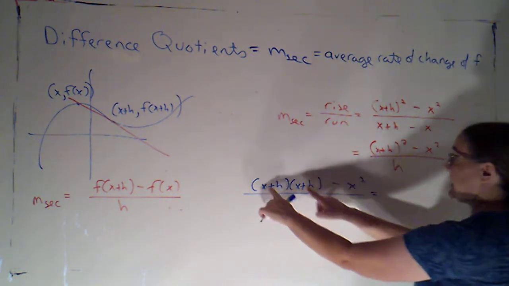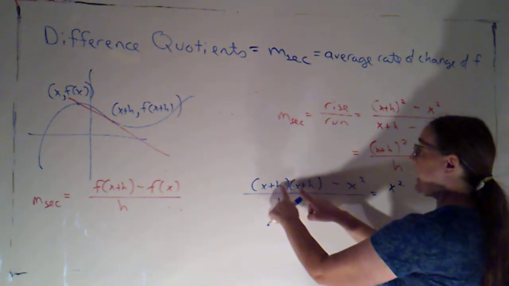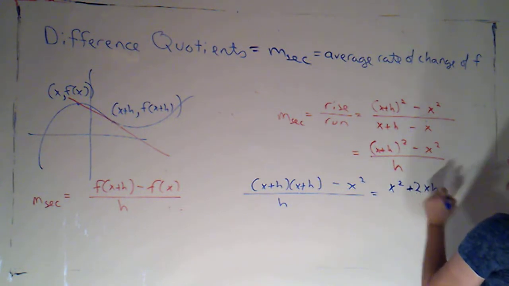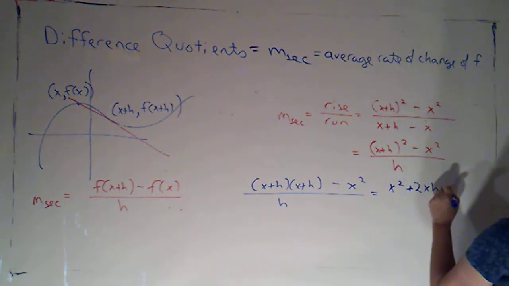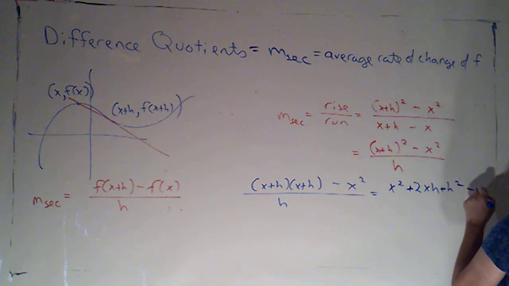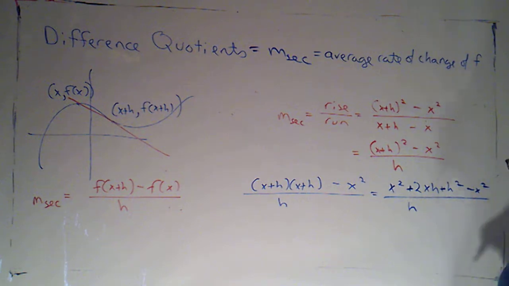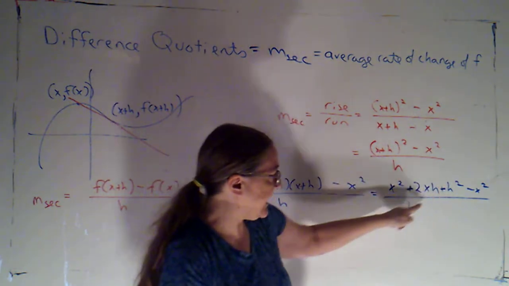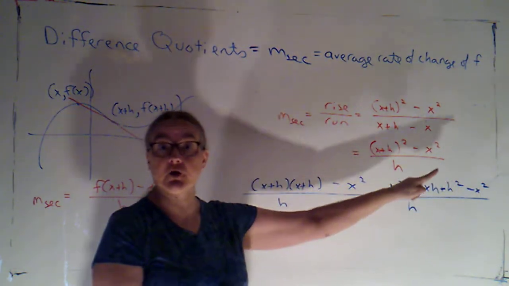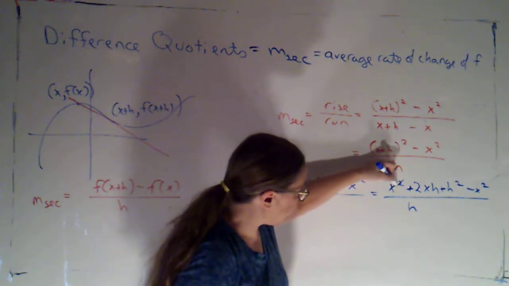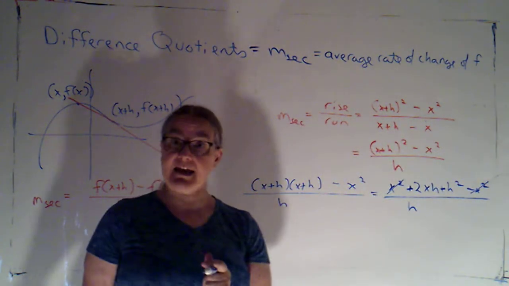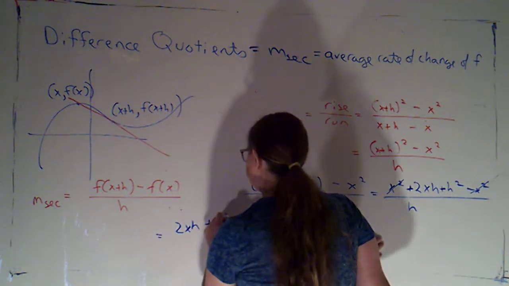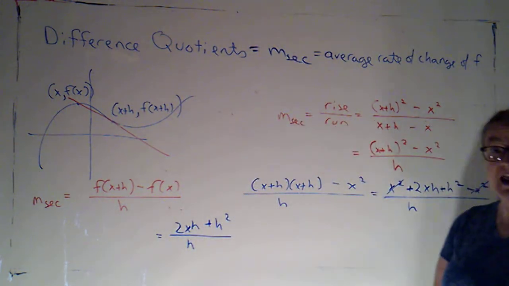Now if I do, I'm going to get x squared. Outsides and insides each give me an x times h, so that's going to give me 2 copies of x times h. And then last terms will give me h squared. Then minus x squared all over h. Now, at this point, I can't cancel my h's because I don't have an h in every single term. But if I look, this x squared and this minus x squared will cancel each other out. So this is going to become 2xh plus h squared over h.